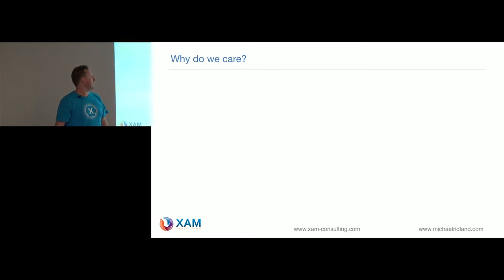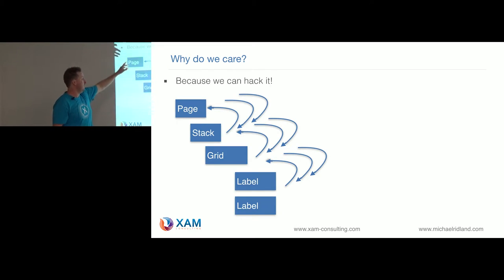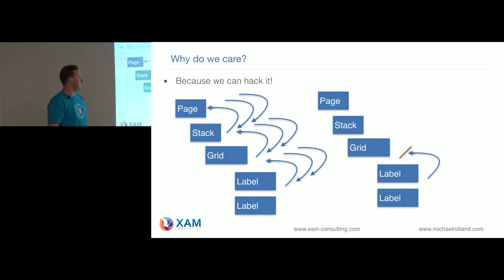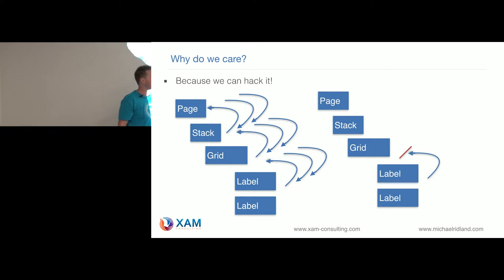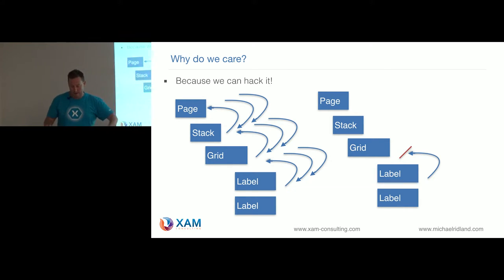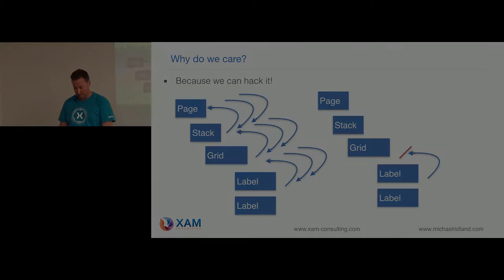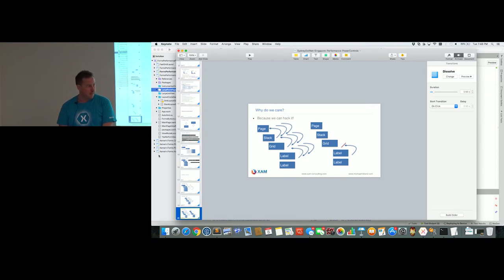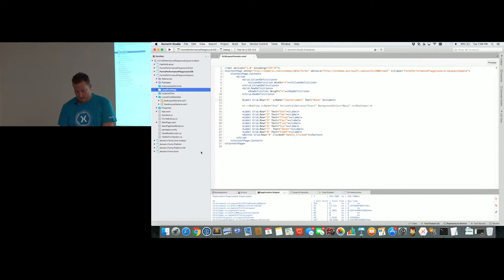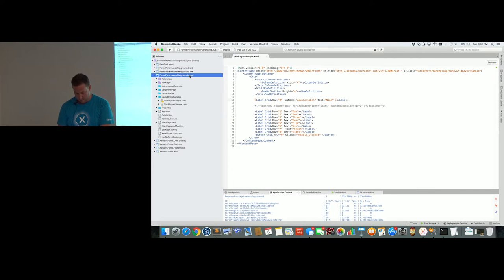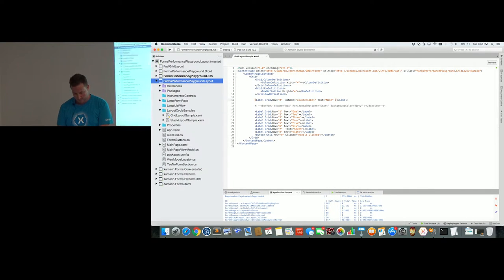So why do we care? Because we can hack it. So this is your normal layout cycle. You've got all these events going on here. It is possible that we can stop our layout cycle from going ahead or from getting out of control. There are only a few ways to actually do it.